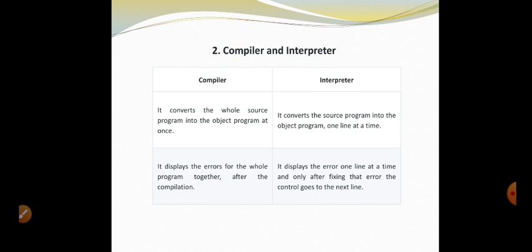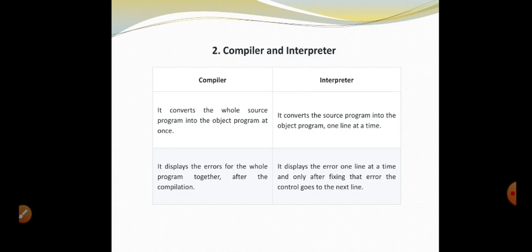It displays the errors for the whole program together after the compilation. Means if it executes at once, then it will simply give all the errors at once, whereas an interpreter gives all the errors line by line.